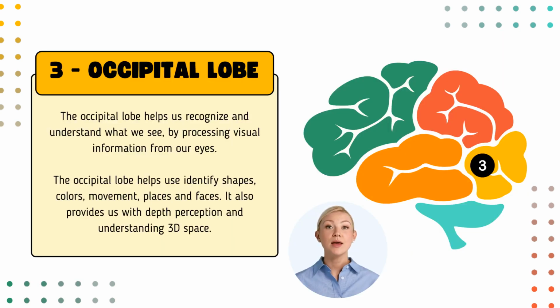The occipital lobe helps us recognize and understand what we see by processing visual information from our eyes. The occipital lobe helps you identify shapes, colors, movement, places, and faces. It also provides us with depth perception and understanding 3D space.